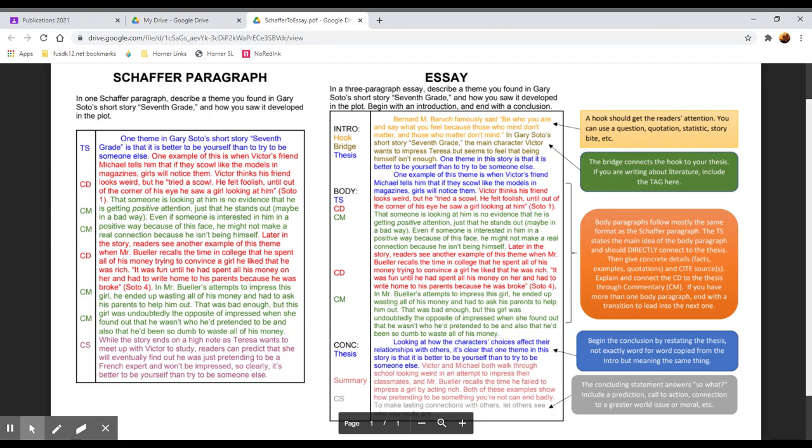Then you have, after your hook, the bridge. And the goal of the bridge is to connect your hook, your attention getter, to your thesis and your topic. If you're writing about literature, you're introducing the text here. If you're writing about a topic, then you want to introduce that topic, give background information, define terms, kind of whatever you think readers need to understand before they look at your explanation or your argument.